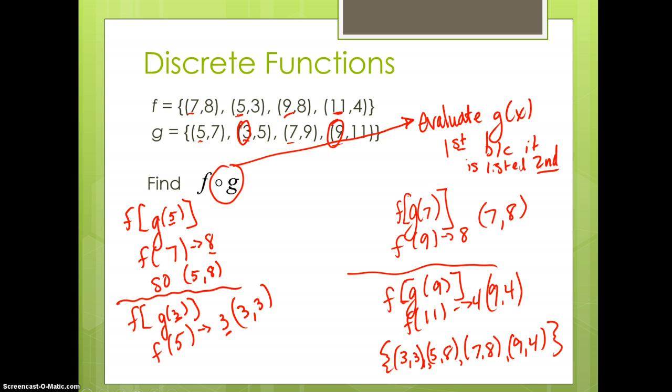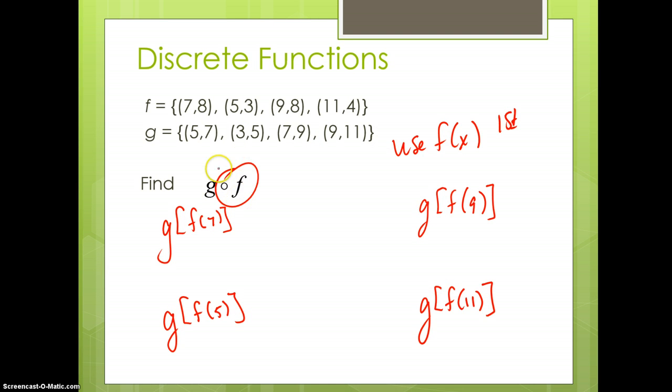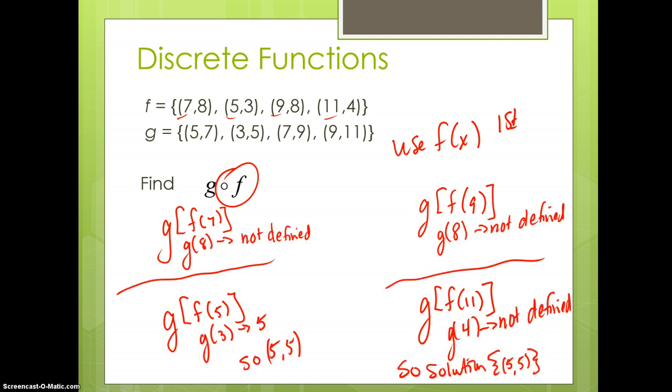Notice you'll see in the next example, every time we have a g or an f in the parenthesis, it won't always have a corresponding point. And you're going to see that in the next example. So again, since f is second here, we're going to evaluate f of x first, and we're going to evaluate each x value, and this is how we're going to set it up. I want you to finish this problem on your own, and you can check your solutions with mine.